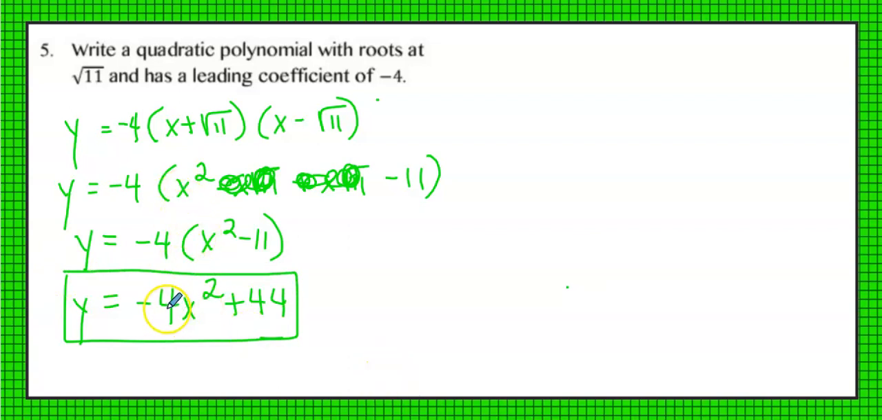And you notice it still has that leading coefficient of -4. It is a quadratic, because it has an exponent of 2.